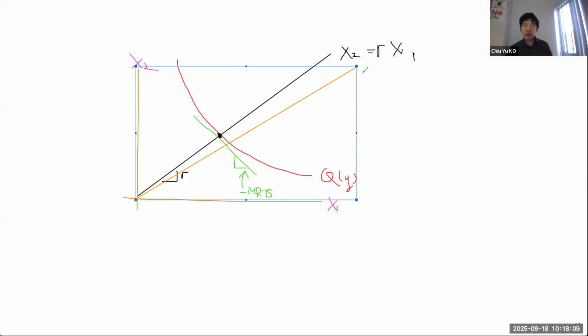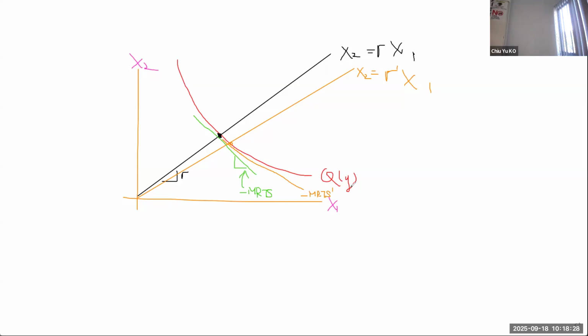Now I rotate a little bit, then you become X2 R prime X1, right? Rotate a bit, and I move a little bit another line. I draw an isoquant, and I have another MRTS. So the question is, I change a little bit, and how does this MRTS change? That is the elasticity of substitution. Okay, I change this by 1%, and how much percentage does MRTS change?